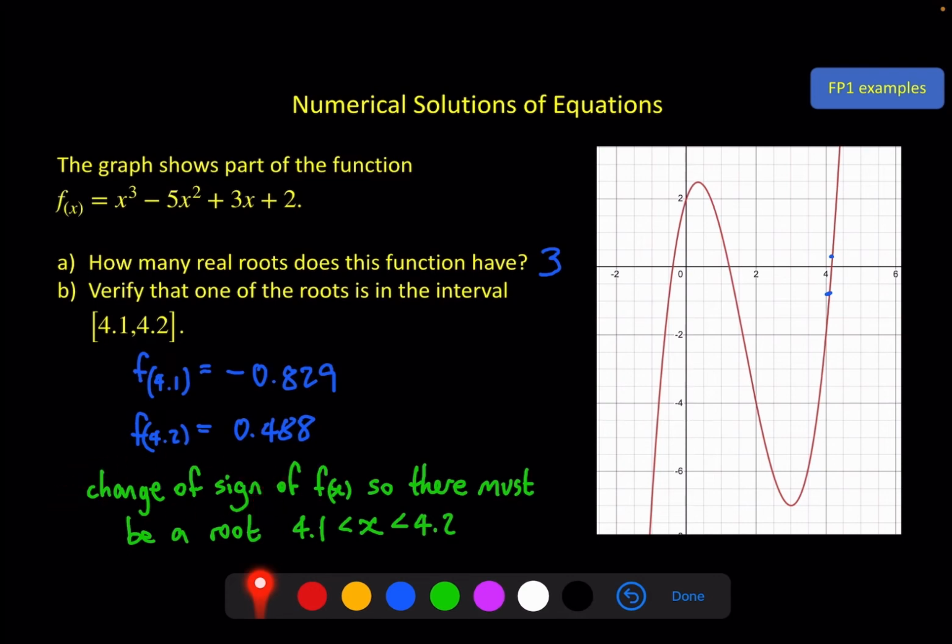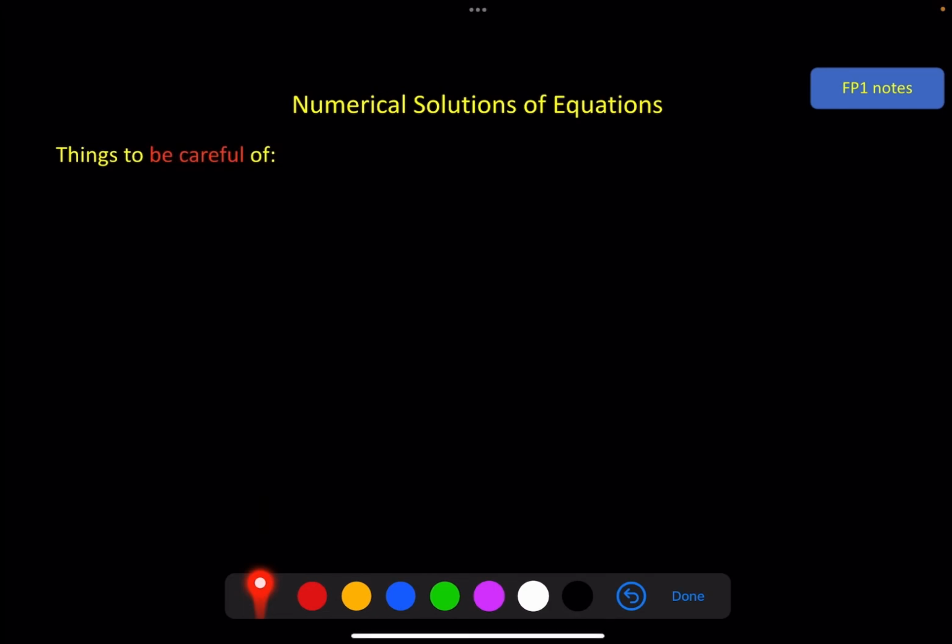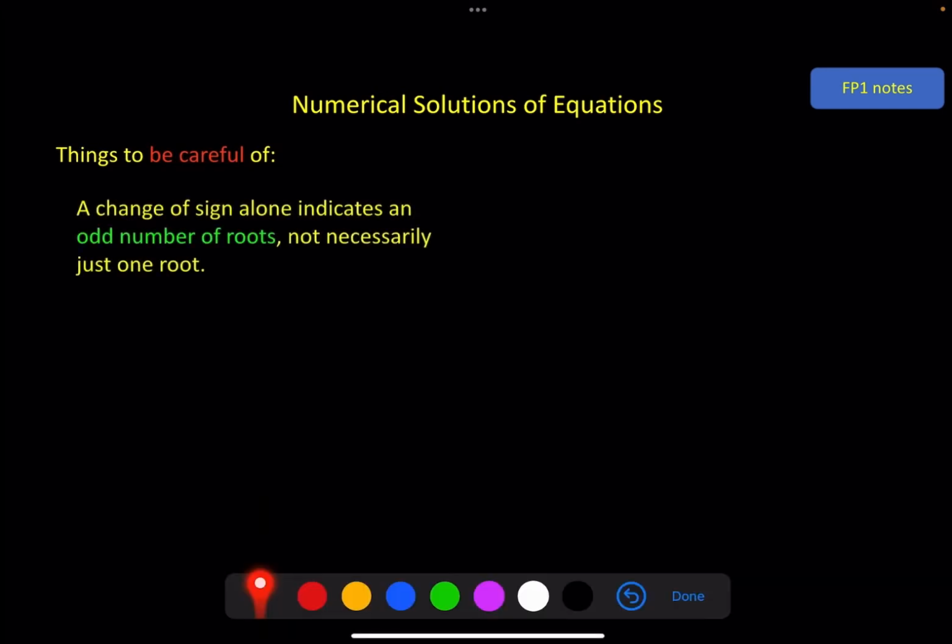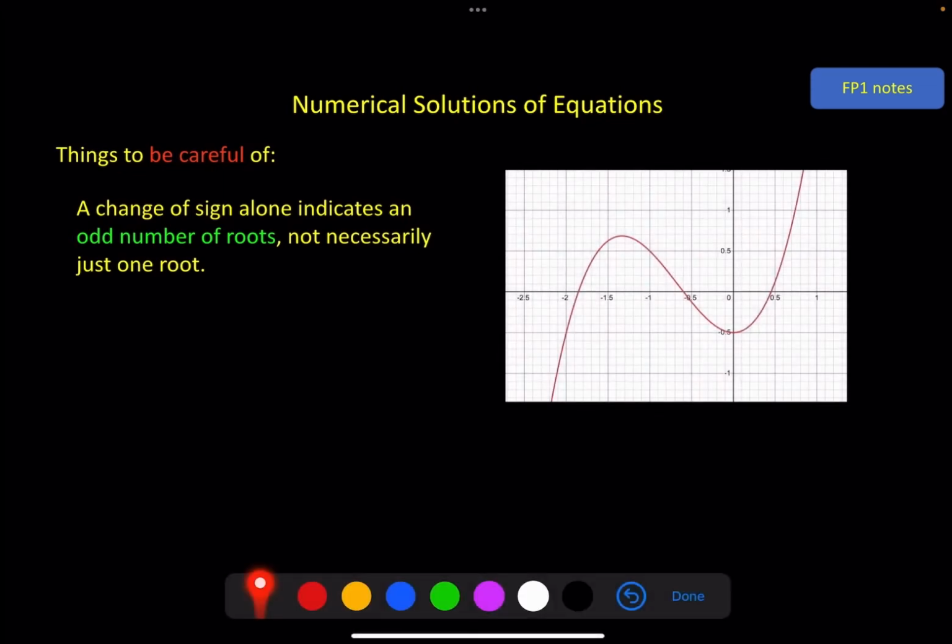But there are some things to be careful of. Firstly, if you only have the change of sign and you don't have a graph, you cannot be sure how many roots are in that interval. You only know that there is at least one root. And the idea here is, if you evaluate minus 2 here, say, and then you evaluate at minus 1.5, you can see that there's a root there, and there'll be a change of sign there as well.